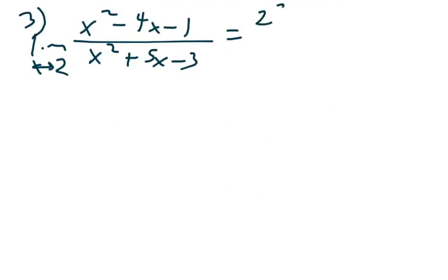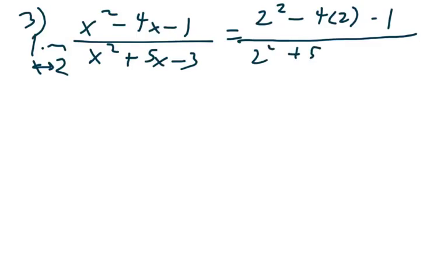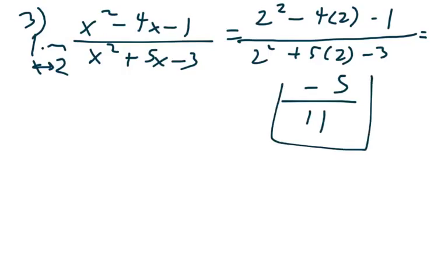Alright, for this problem, it's always a good idea to plug in your numbers first, because this one's not going to be 0 over 0. It's going to turn out to be negative 5 on the top over 11, and just by direct substitution we have ourselves an answer.